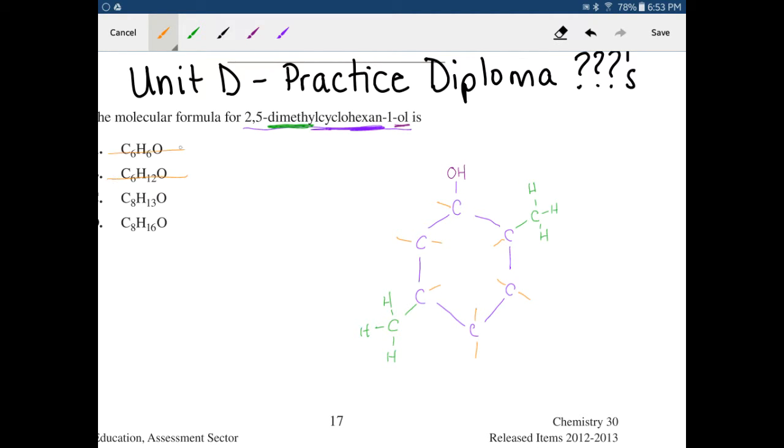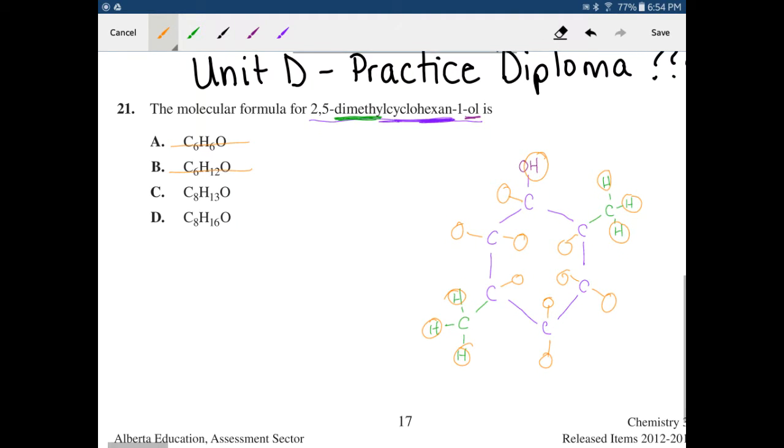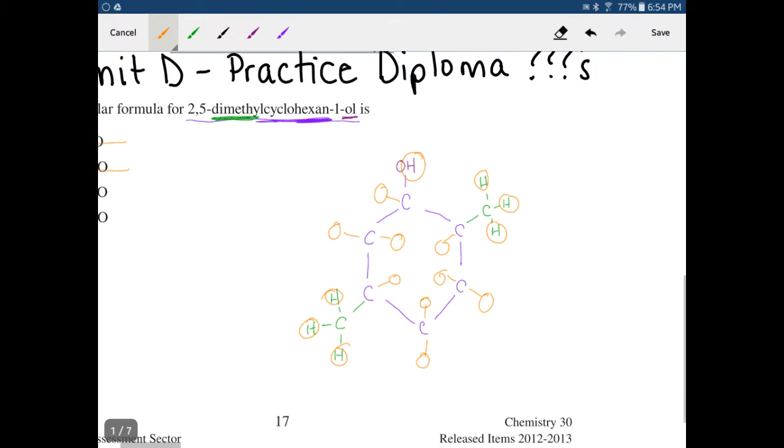so I can cancel out the top 2 answers as being a possibility. So I have 8 carbons. I have 1 oxygen, which is consistent in both, and now I just need to count my hydrogens. I have 1, 2, 3, 4, 5, 6, 7, 8, 9, 10, 11, 12, 13, 14, 15, and 16. So our correct answer here is D. Now again, I would recommend that in this case, our simplest way to do this is to draw this out so that we don't lose track of any of our hydrogens or carbons that would be present. All right, let's take a look at the next question.